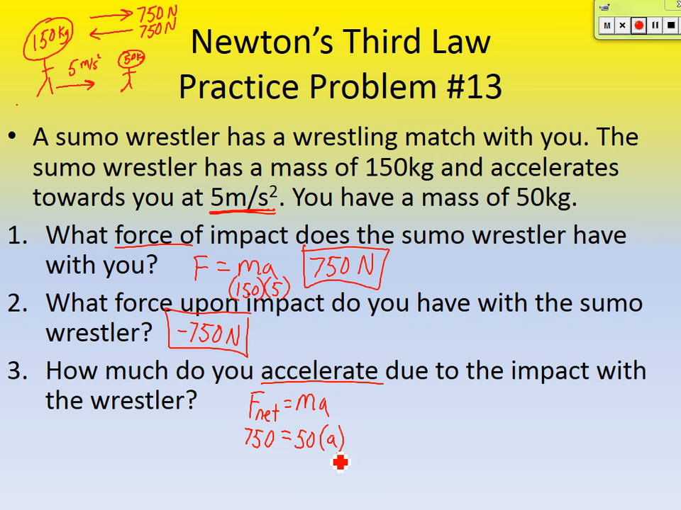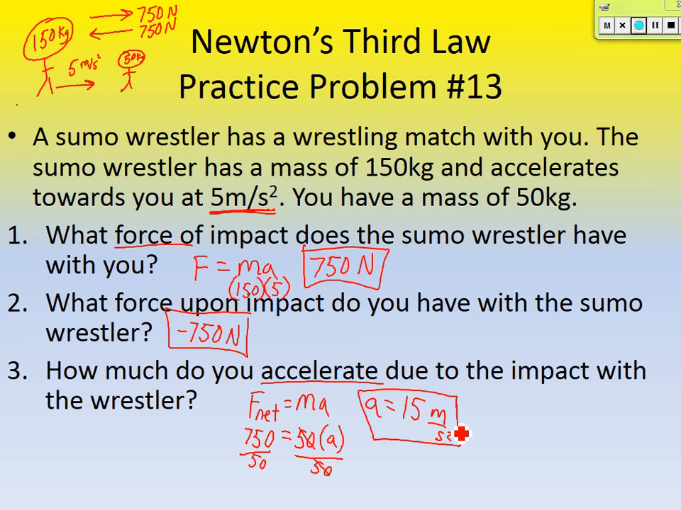And we don't know the acceleration of you. How can we solve that though? Divide both sides by 50. So acceleration of you is equal to what? 15. 15 what? What's the units? Meters per second squared. Okay. Now 15 meters is like the length of this room from front to back in 1 second.